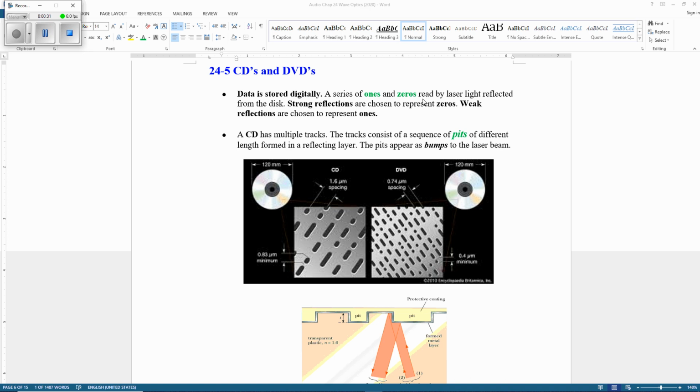Okay, so now the data is read by laser light reflected from the disk. Look at the disk. Here are a CD and a DVD. The DVD can store more information compared to the CD, so it uses a different colored light, red light or blue light, for example.